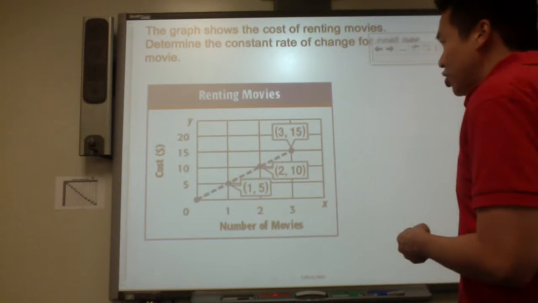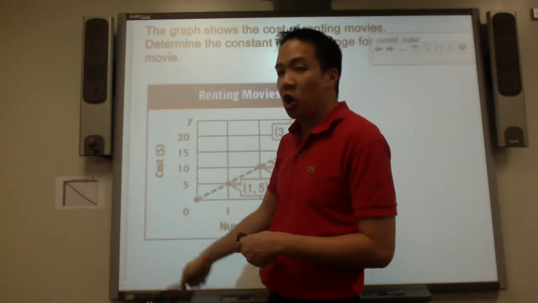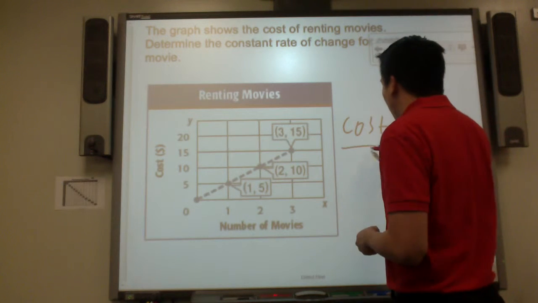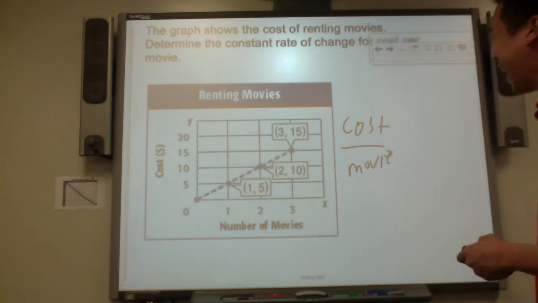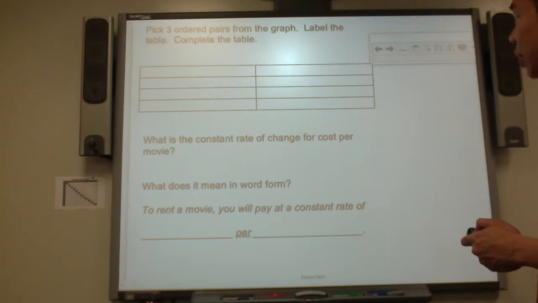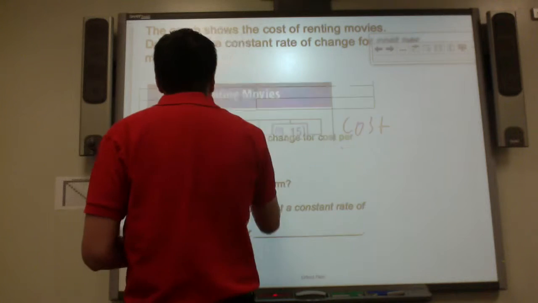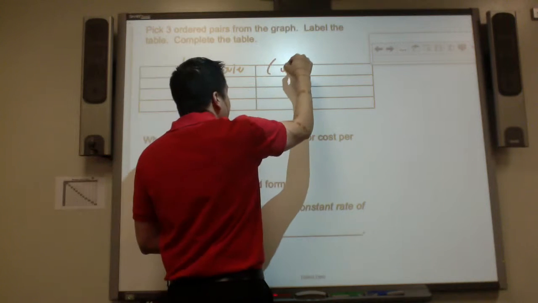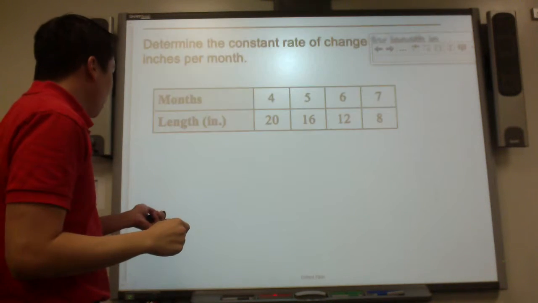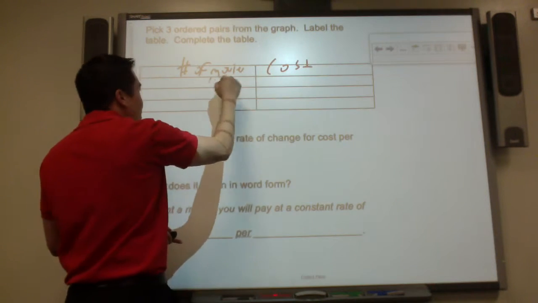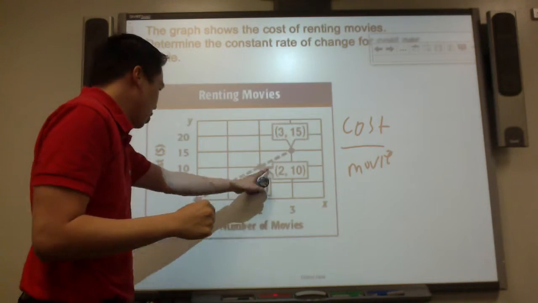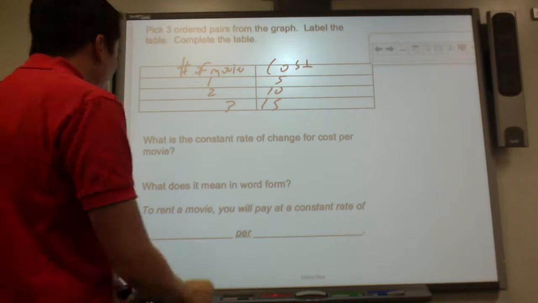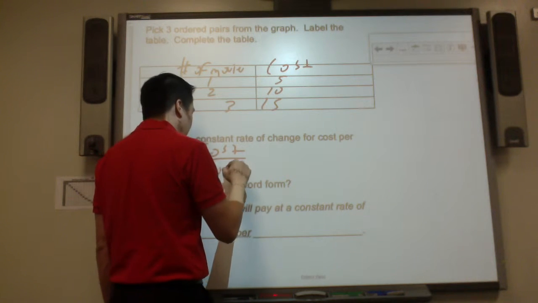This is another graph. This graph shows renting movies, the number of movies to the cost. So determine the constant rate of change for cost per movie. They want you to create a table. Pick 3 ordered pairs from the graph, label. So the x-axis is the number of movies. The y-axis is the cost. So if you rent 1 movie, it will cost you $5. 2 movies, it will cost you $10. 3 movies, $15. So what is the constant rate of change for cost per movie?